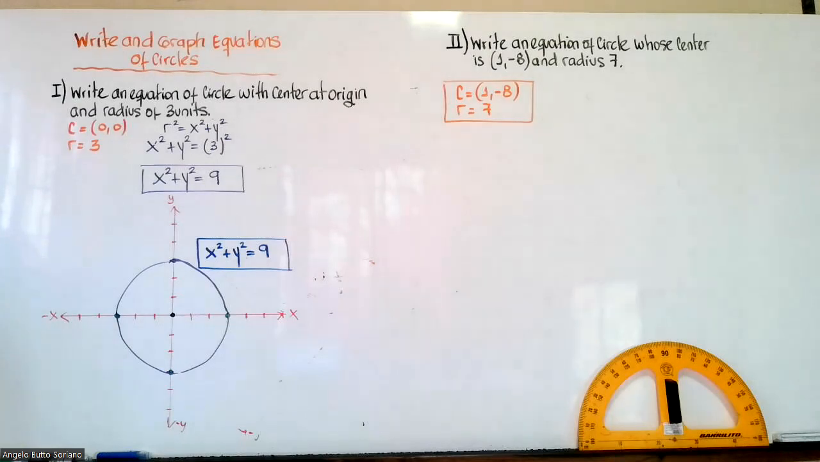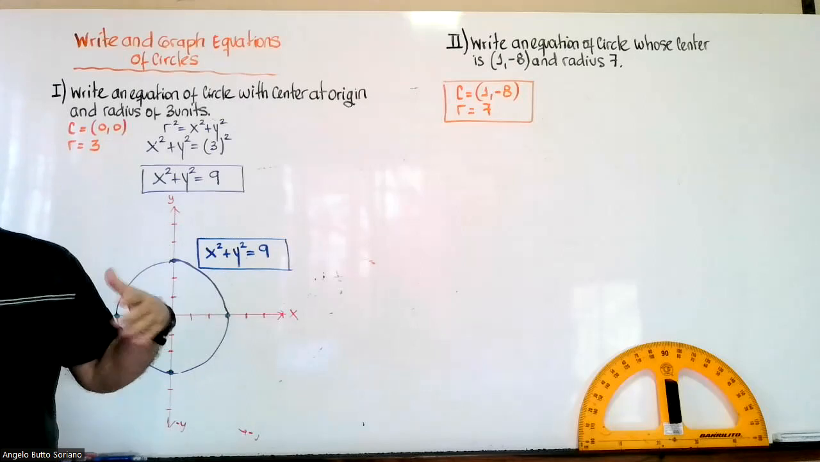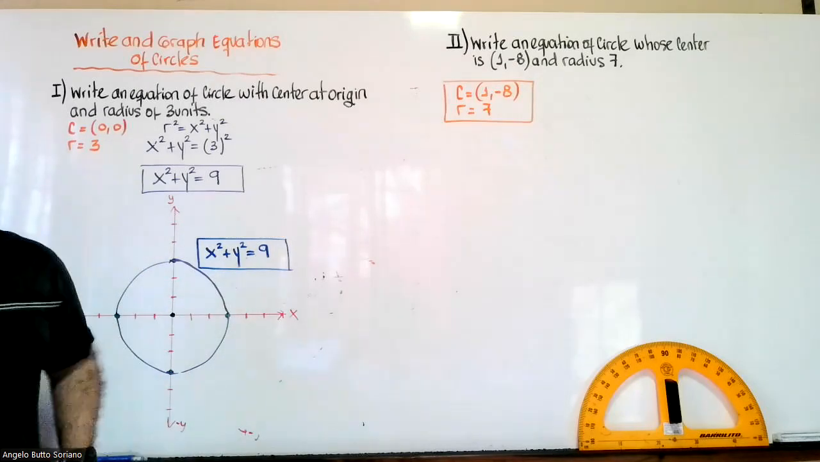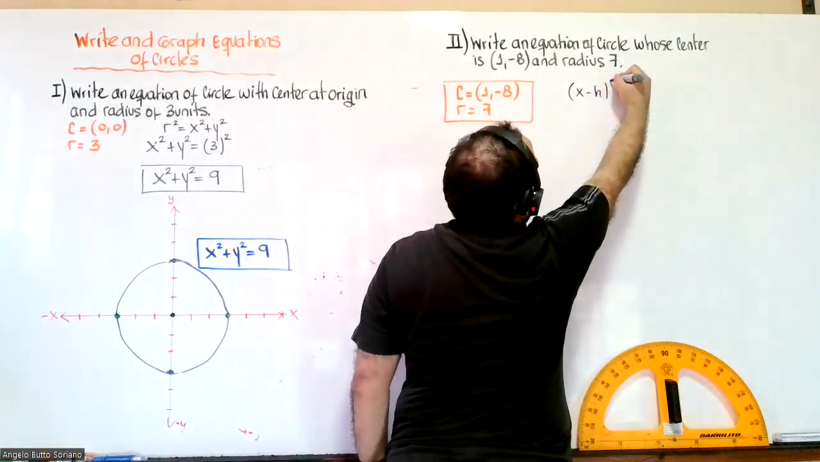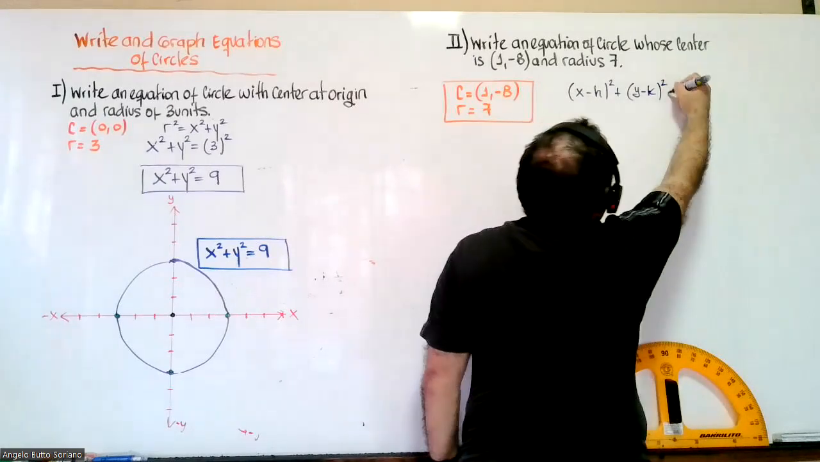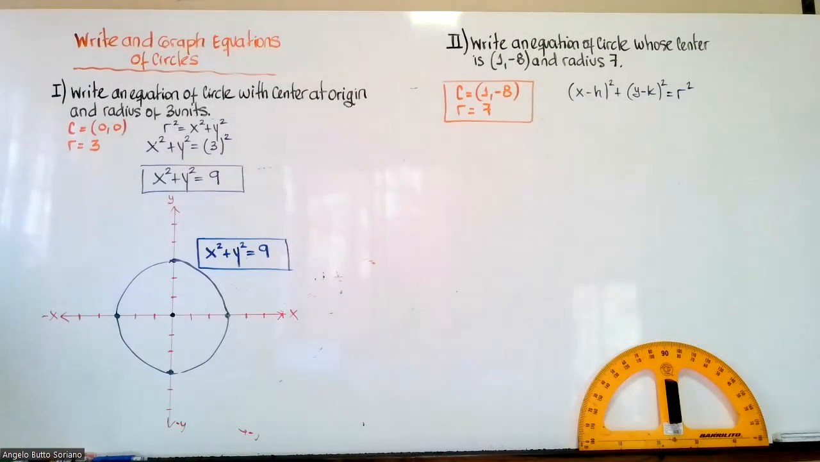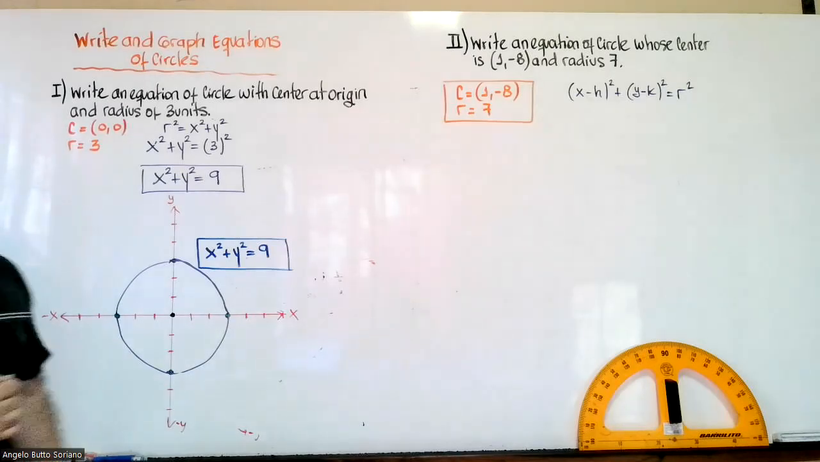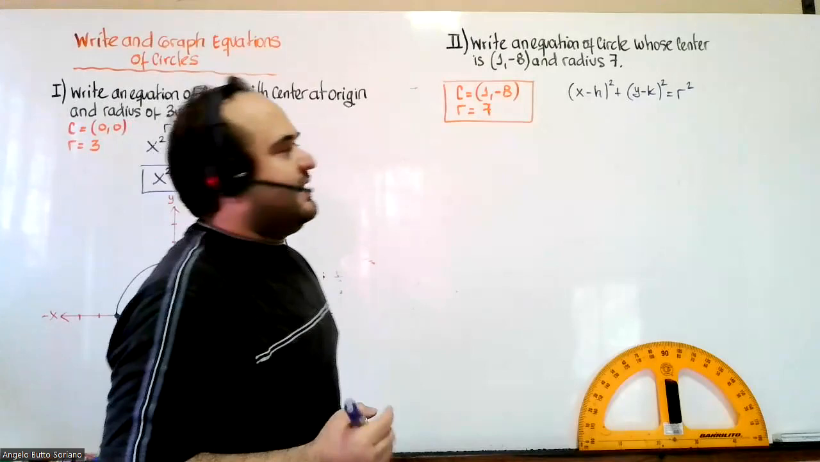So what are we going to do? Remember, we have a new formula. This is what we call the standard equation of the circle when the center is any point (h, k). The formula is (x - h) squared plus (y - k) squared equals the square of the radius. Because we already know the value of the radius, the only thing we must do is replace the values, and after that, get the graph.